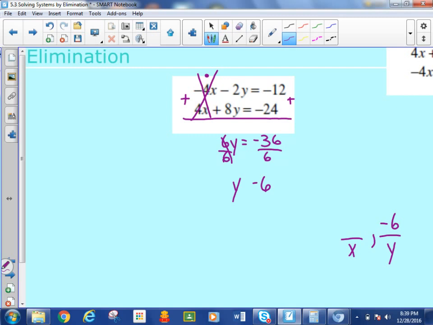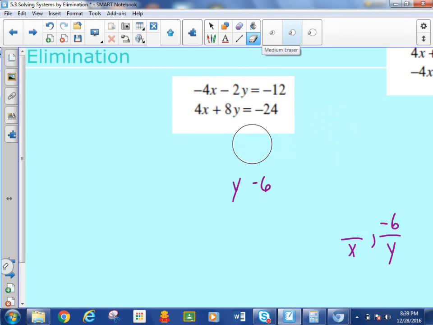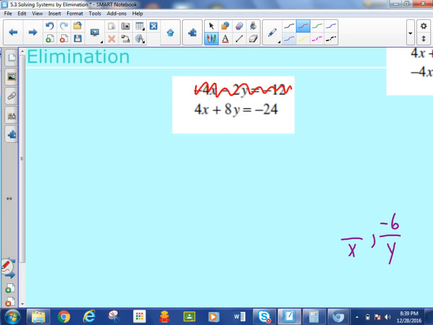Okay, now I get to pick whichever equation I want. Does not matter. I will tell you my personal preference is to use the one that has the positive x, because I'm solving for x, but it really doesn't matter. So I'm just going to use this bottom equation. I'm going to scribble this one out, and I'm going to substitute in -6 where I have the y. Okay, so I have 4x plus 8, and my y was a -6 equals -24.